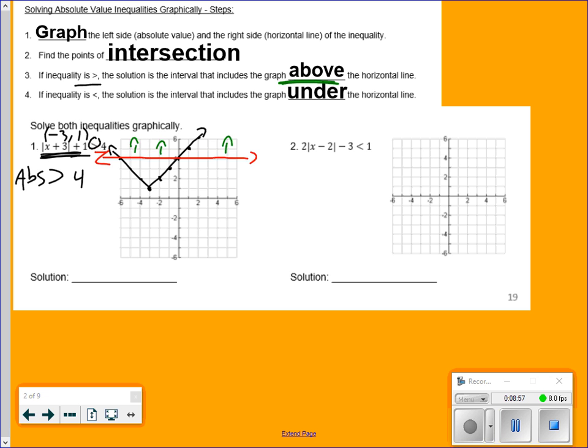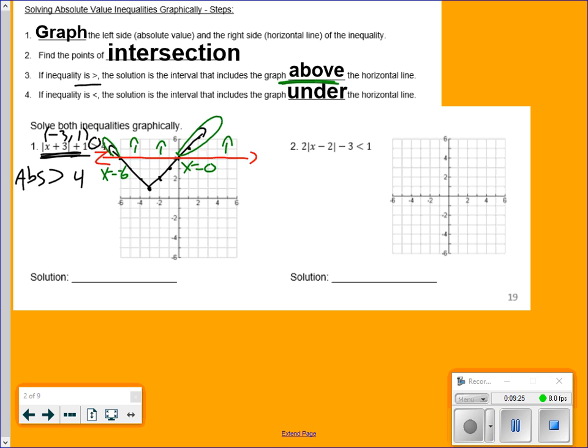If it's greater than, the solution is the interval that includes the graph above the horizontal line. We want everything greater than 4, everything greater than that line. So we want everything right here, all the parts of the function that are above that line. So I can see, if I look at the points of intersection, the x values of it anyway, that happens at x equals -6, x equals 0.